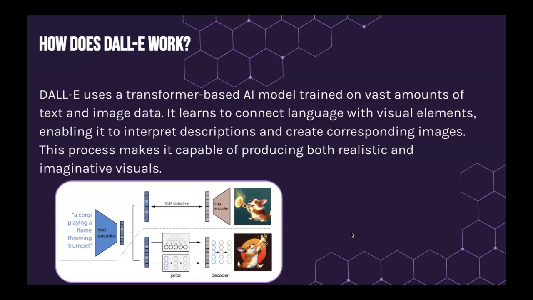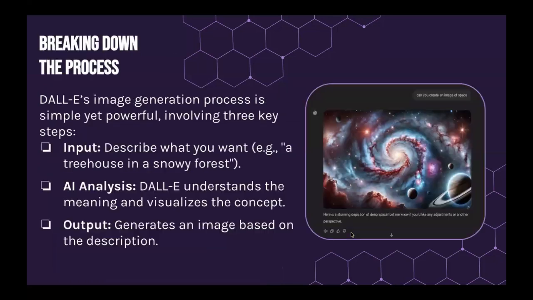Even though I know it's kind of confusing, we can explain it later in more detail. So breaking down this process, DALL-E image generation is simple but powerful, involving three key steps. Input: describe what you want, like a tree house in a snowy forest. AI analyzes: DALL-E understands the meaning and visualizes the concept. Output: it generates an image based on the description.